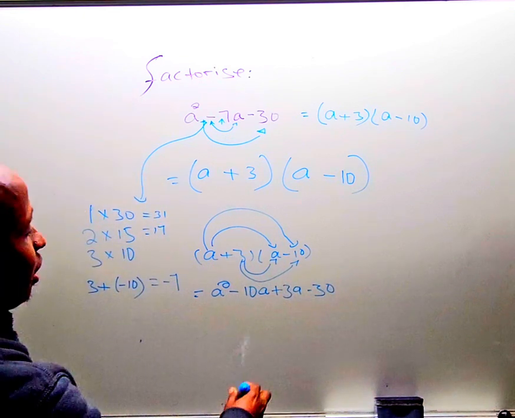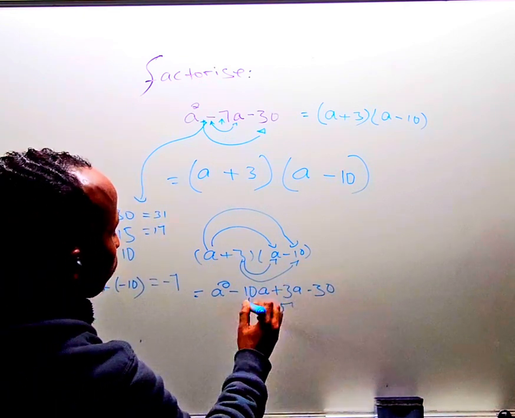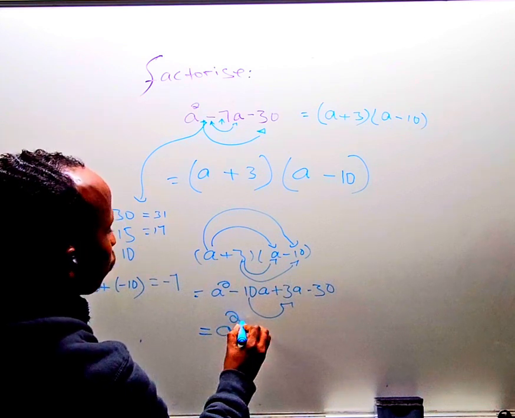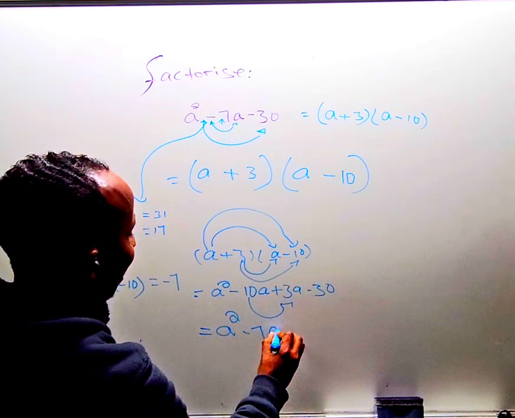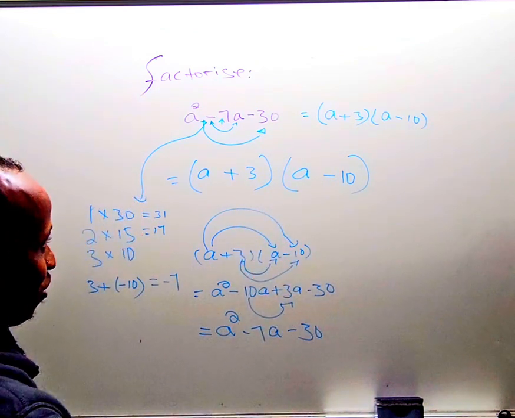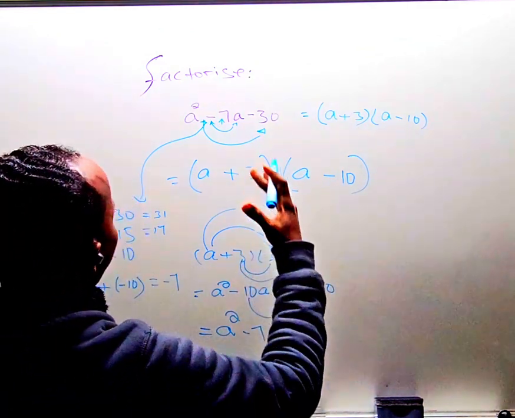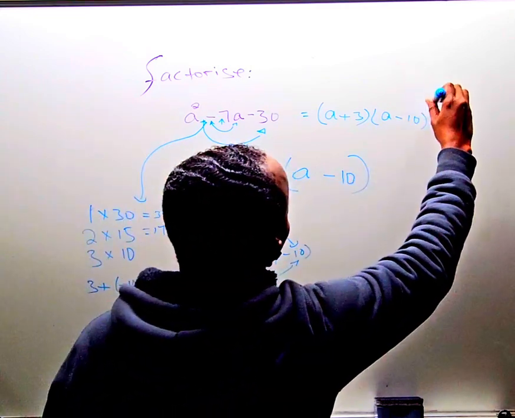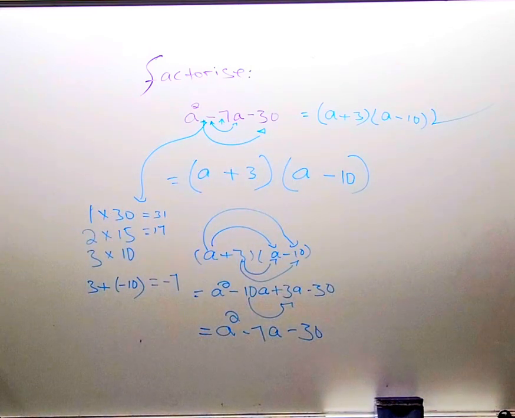Now collect the like terms. The like terms we have are minus 10a and plus 3a, which gives me a square minus 7a minus 30. Therefore, my answer of a plus 3 times a minus 10 is correct. Thanks. One step for many and many questions.